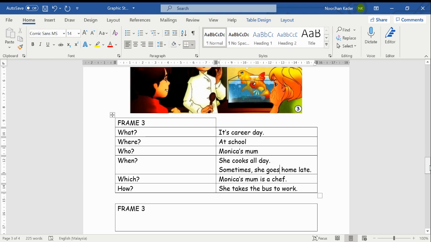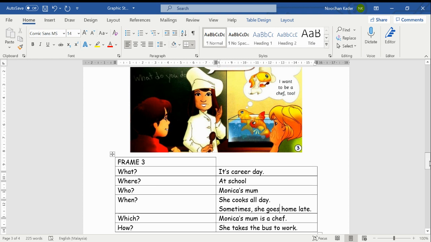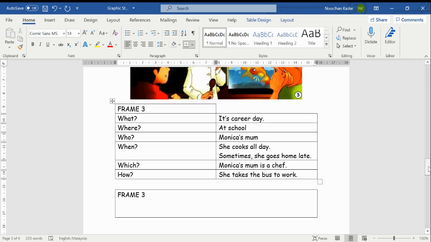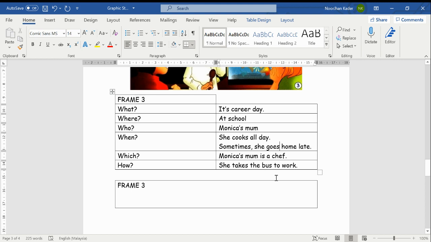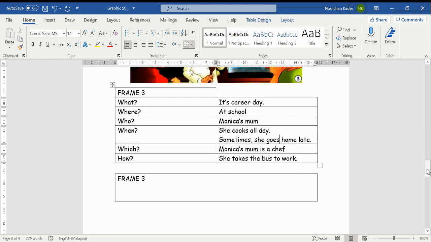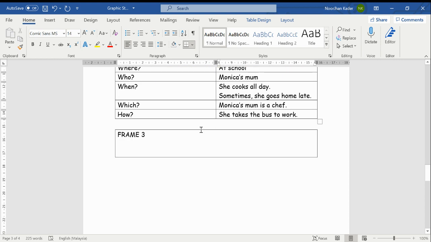Okay, which occupation does she do? Monica's mom is a chef. Okay, how does she go to work? I take the bus to work and I cook all day. So, she takes the bus to work. Okay, so the details are all correct now. So, let's write the narrative for frame 3.